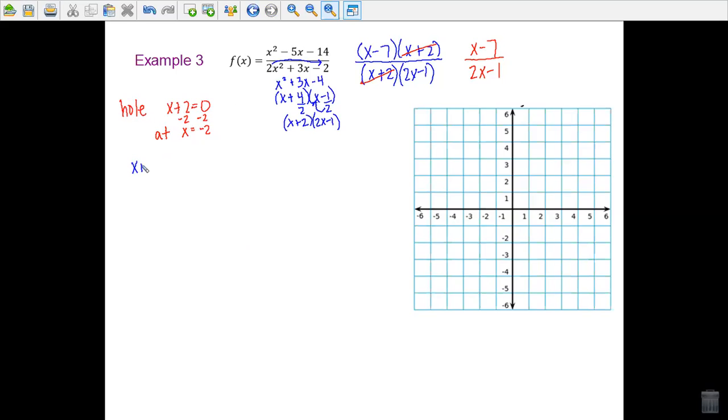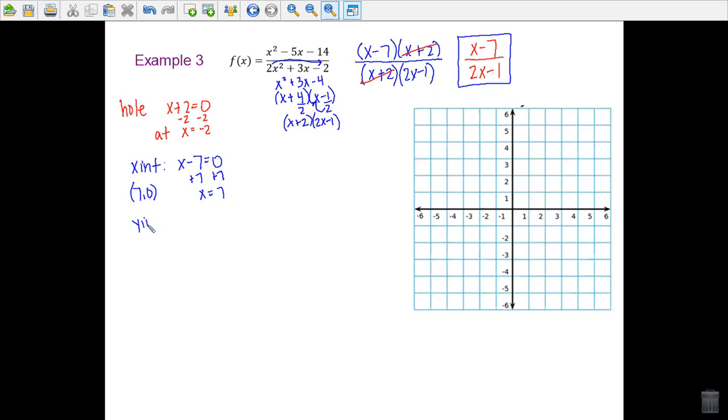So to start with, I have an x-intercept. X-intercept means we set the numerator equal to 0. Now remember, I simplified my fraction, which means now this is the fraction that I use to find all my key features. I don't go back to the original because I simplified it. I got rid of the x plus 2. So now I'm looking at x minus 7 over 2x minus 1. So I'm going to set x minus 7 equal to 0. Add 7 to both sides, and I get x equals 7. So that means I have an x-intercept, come over here, at 7, 0.